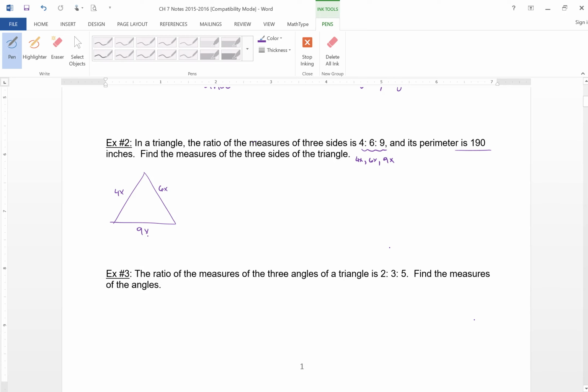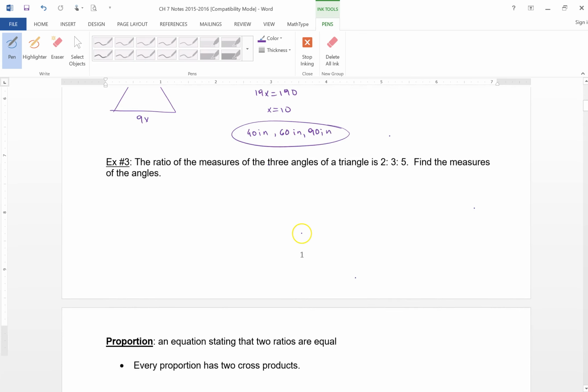Once you've set that up, you know that you've got your perimeter of 190. Perimeter means add all the sides, set it equal to 190. This is 19x equal to 190. X is equal to 10. And if you want to find the measures of the 3 sides, then you have to remember to include units. So the sides are 40 inches, 60 inches, 90 inches. All right?